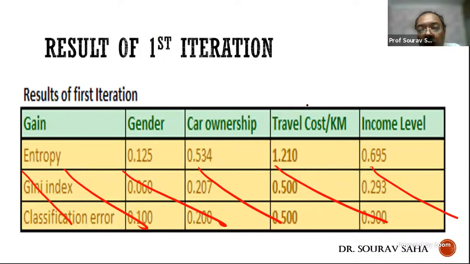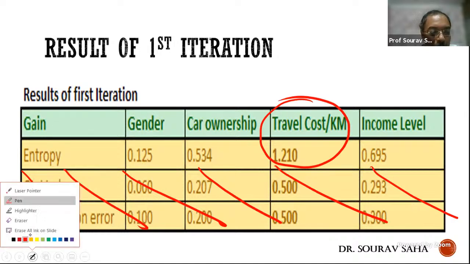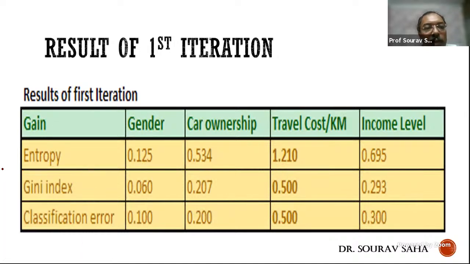So travel cost is the one which has given us the maximum reduction in impurity compared to the others. If I split by the travel cost, the impurity is reduced to the maximum possible extent. So that's why we need to take the travel cost as the splitting point. Right? So here all the three metrics are there. You won't have to calculate all the three. Either stick to classification error or stick to Gini index or stick to entropy.